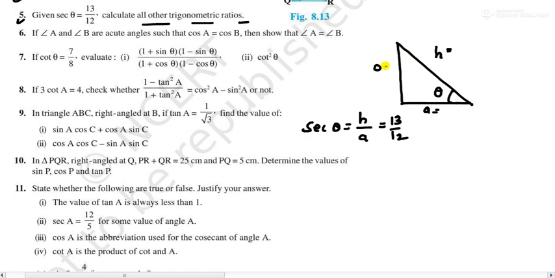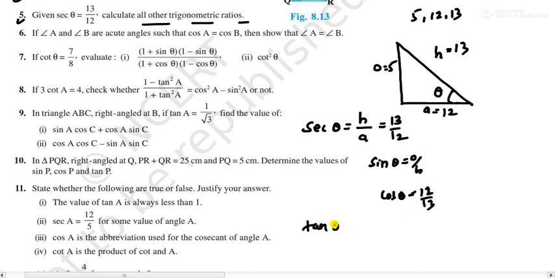Substitute their values. So H is how much? 13. A they have given 12. So what is this? Yes, you can see 13, 12 and 5. They are the Pythagoras triplets. So this becomes 5. I will directly write it. You can find it using Pythagoras theorem. Now what will be sin theta? O by H. Cos theta will be reciprocal of sec. So it becomes directly 12 by 13.